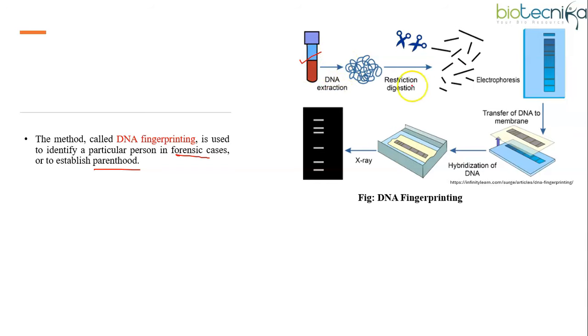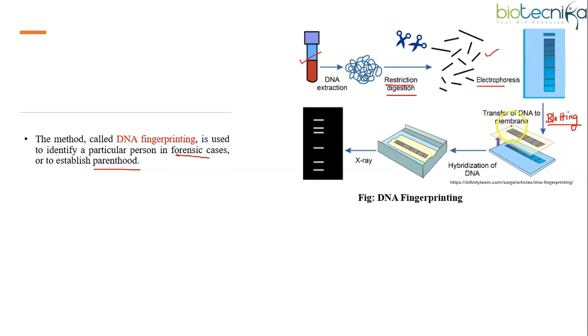So you can extract the DNA and perform restriction digestion by using restriction enzymes. After restriction digestion, you will get several DNA fragments of different sizes. You can separate these fragments by performing electrophoresis, and then you can transfer the DNA from the gel to the nitrocellulose membrane. This process is called blotting. So the Southern blot technique is used here.